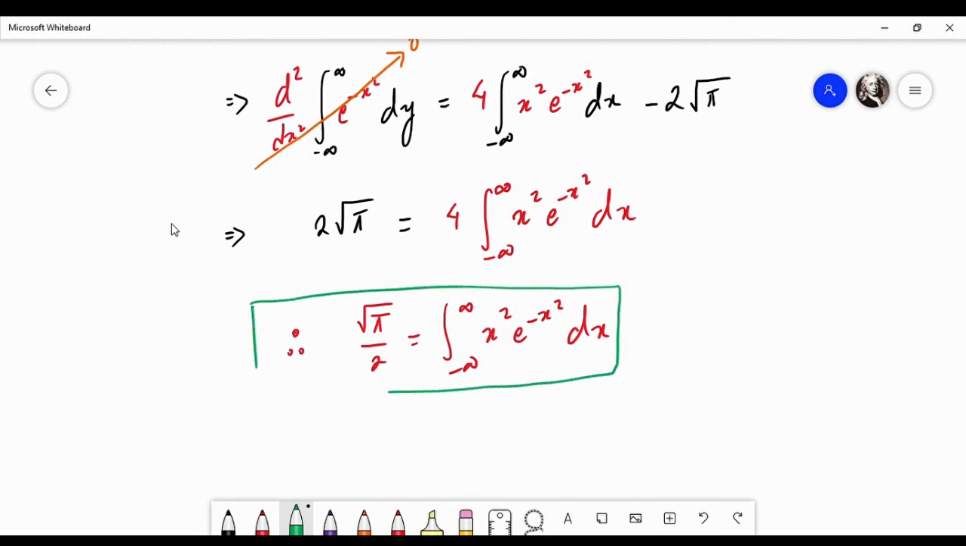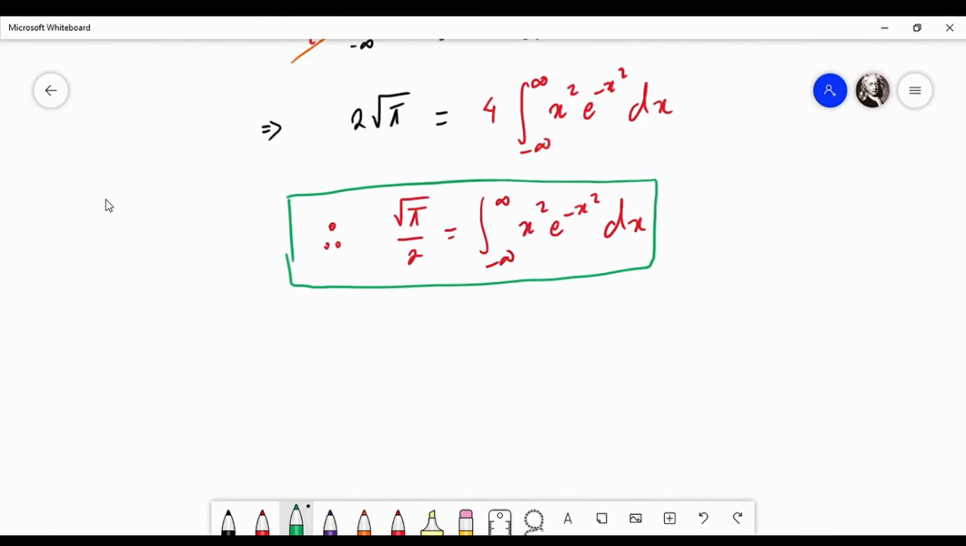So now what we basically did was we used some techniques to solve these integrations, right? The previous one that I did was root pi equals the integration from minus infinity to infinity of e to the minus x squared dx. So that's what we did here.